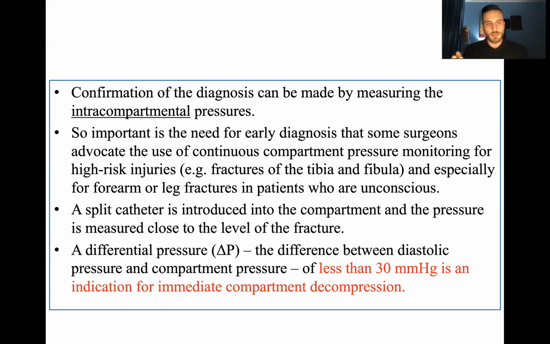So let's take an example. A patient's blood pressure is 120/80. The intracompartmental pressure is 30. Is this compartment syndrome? Not yet, because the difference between the 80 and the 30 is 50. If the patient's blood pressure is going down, the diastolic is 50, and the intracompartmental pressure is 30, now the difference is 20. It's less than 30, so this is compartment syndrome.